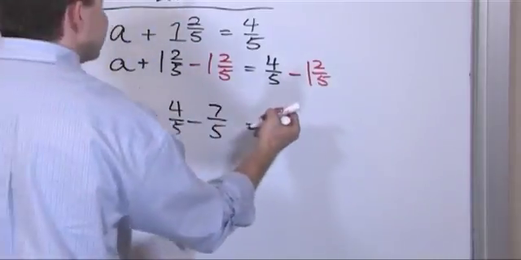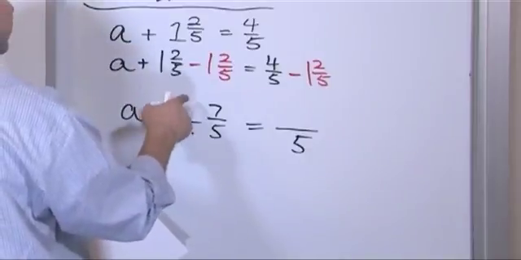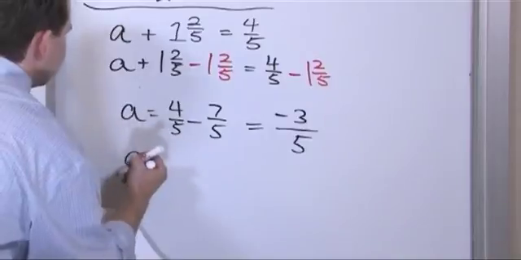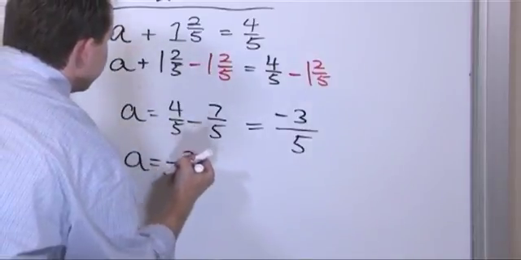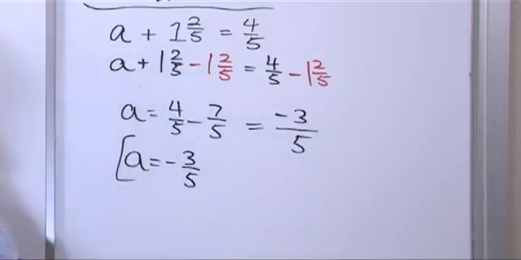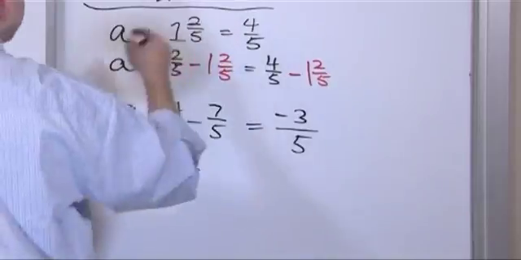What we have is a common denominator of 5, and on the top we just do the subtraction. 4 minus 7 is going to give us negative 3. So a will be equal to negative 3/5. Negative 3/5. And that's the answer. And if you were to take this, negative 3/5, and put it back in here and add it, you would find that this is right.